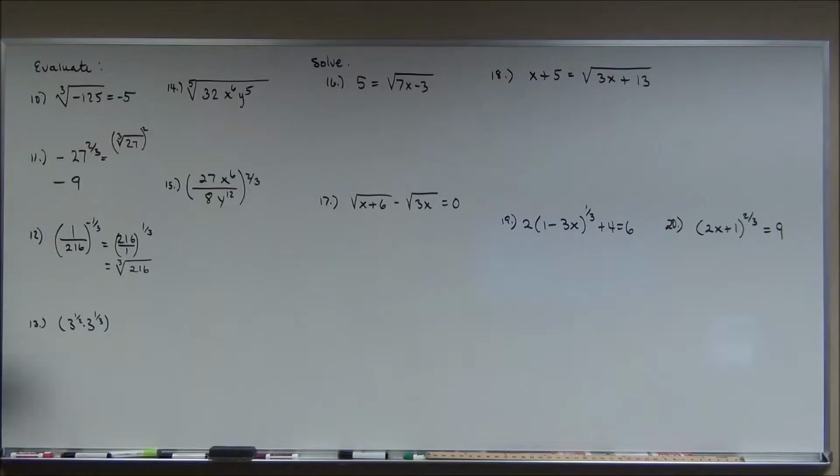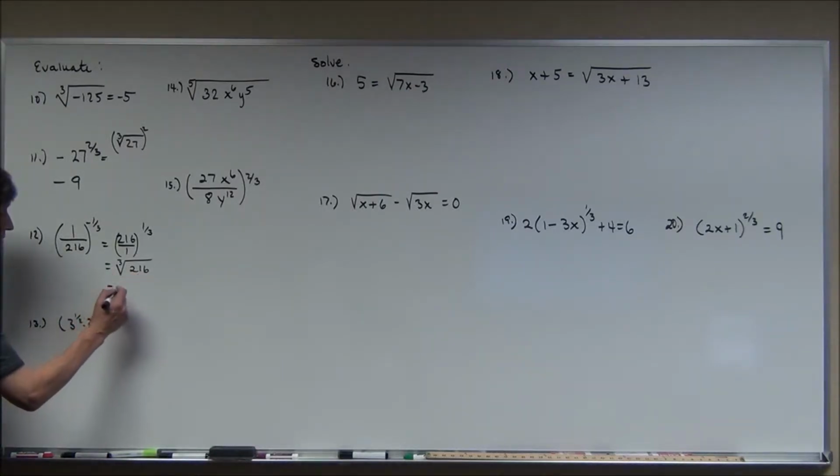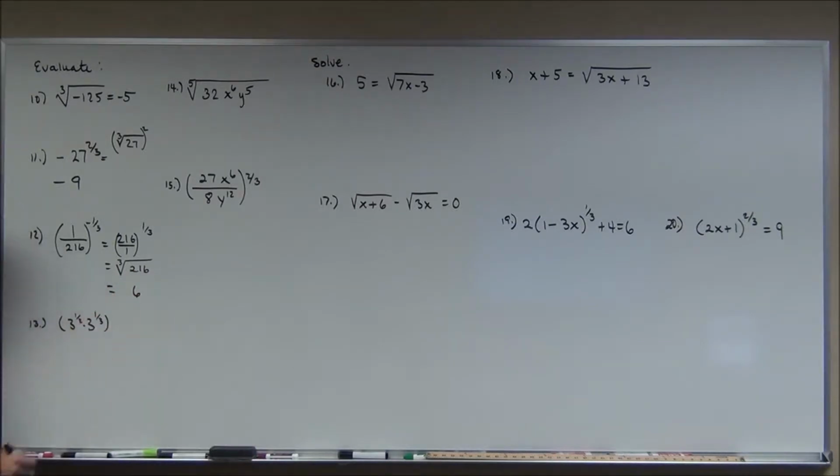Now, you have to kind of consider what possible factors of 216 there are that are perfect cubes. For example, 8 is a perfect cube, and 8 divides into that 27 times. 27 is a perfect cube, and it divides into it 8 times. But here's the kicker. This 216 is 6 times 6 times 6. 6 times 6, 36 times 6 is 216. So this is going to equal just 6.